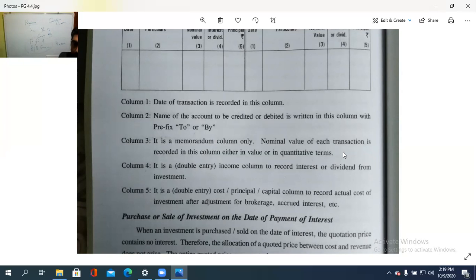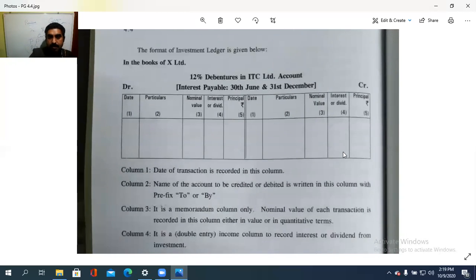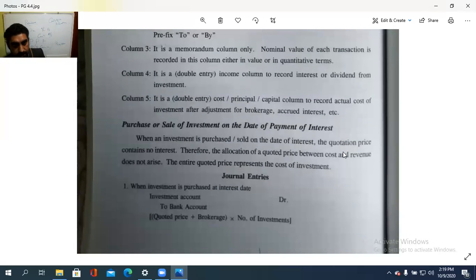സോ ഇതാണ് ഫോർമാറ്റ്. ഒന്നുകൂടെ പറയാൻ, ഫോർമാറ്റിൽ ഡേറ്റ് കോളം ഈസ് ദയർ, particulars column is there, nominal value, that is ഈ ഓരോ ട്രാൻസാക്ഷന്റെയും നോമിനൽ വാല്യൂ എഴുതണം, ആൻഡ് ഓൾസോ ഇൻട്രസ്റ്റ് ഓർ ഡിവിഡൻഡ് പെയ്ഡ് ഓർ റിസീവ്ഡ് on both the sides, on the left hand side or on the right hand side, as the case may be, and also fifth column, that is the principal amount column. So that is the principal or the cost or the capital column in order to record the actual cost of the investment after the adjustment for brokerage, accrued interest, etc.